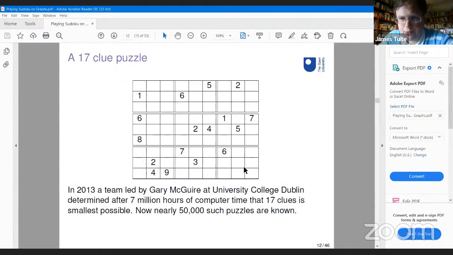But in 2013, the problem was solved by Gary McGuire, the guy I quoted earlier, and it turns out that 17 clues is as small as possible. It took 7 million hours on a computer to do, because they were working in parallel.